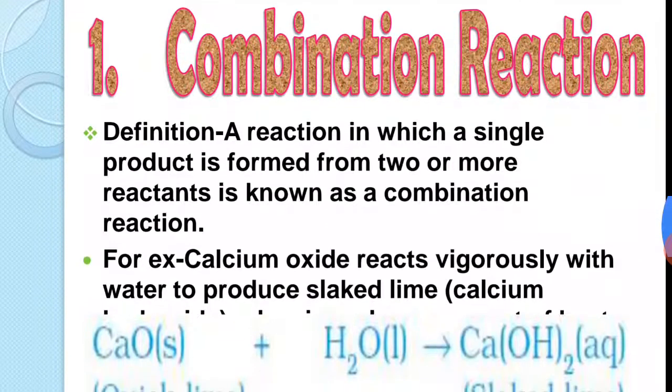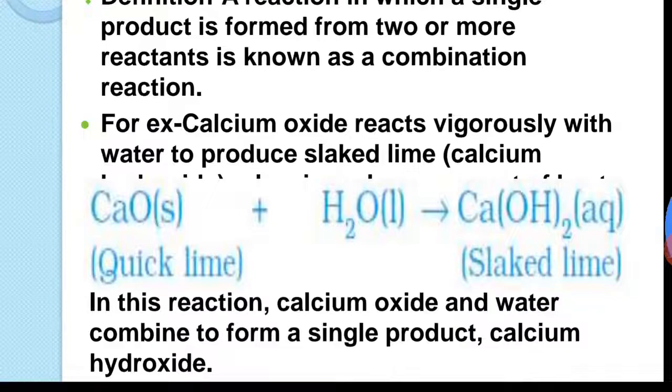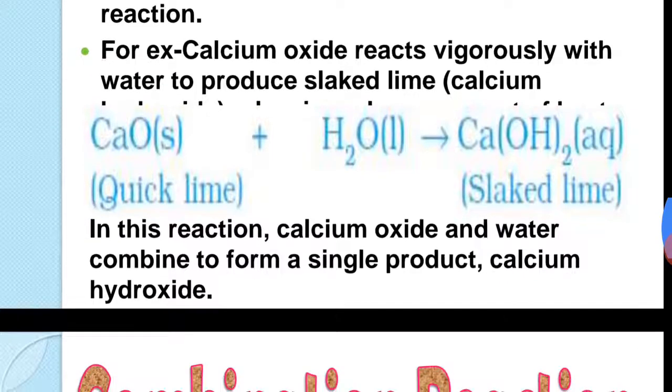Now first is combination reaction. It is defined as a reaction in which a single product is formed from two or more reactants. For example, calcium oxide plus water gives slaked lime. CaO plus H2O gives Ca(OH)2. Here calcium oxide and water are combined to form a single product.